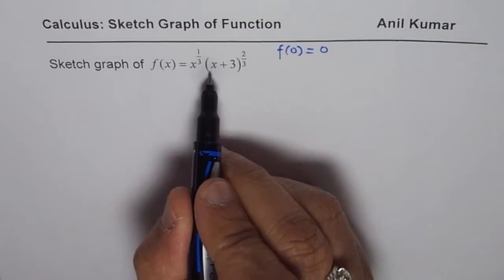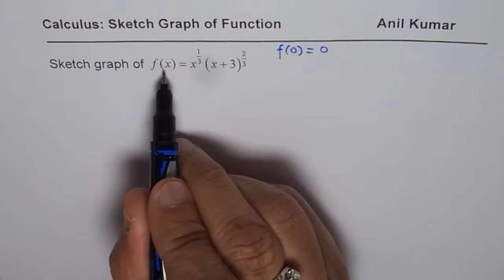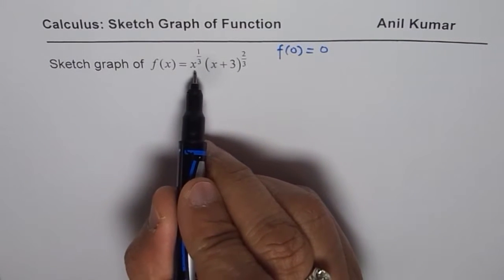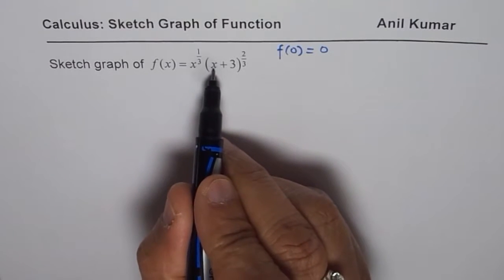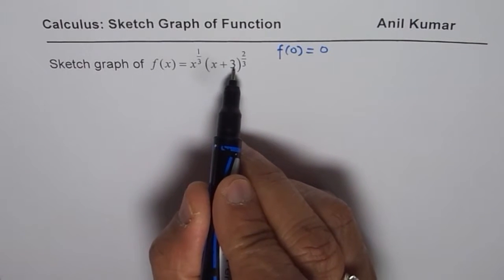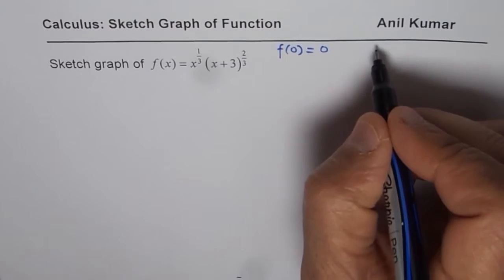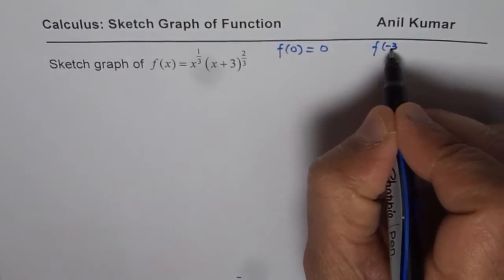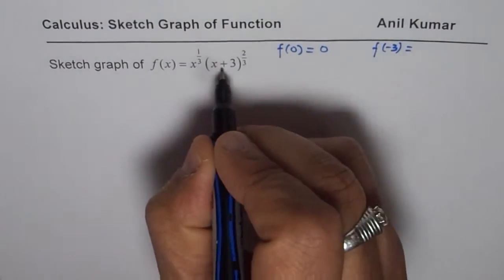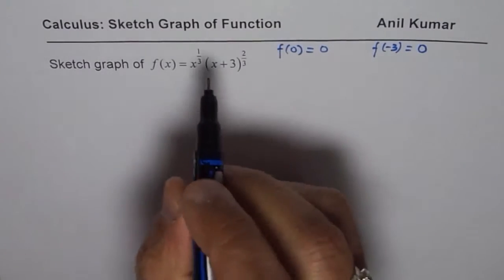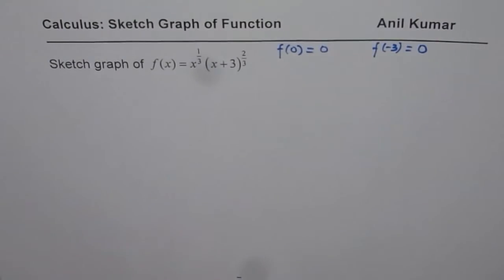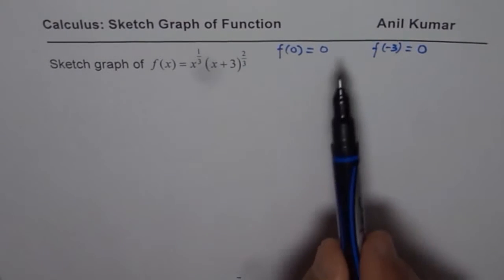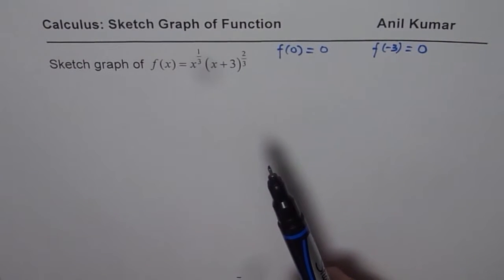Now do we have more x-intercepts? f of x is x to the power of 1 over 3 times (x plus 3) to the power of 2 over 3, so at minus 3 we also have an x-intercept. We know that f of minus 3 is indeed equal to 0. So these are two zeros for our function. Now let us also look into the end behavior.